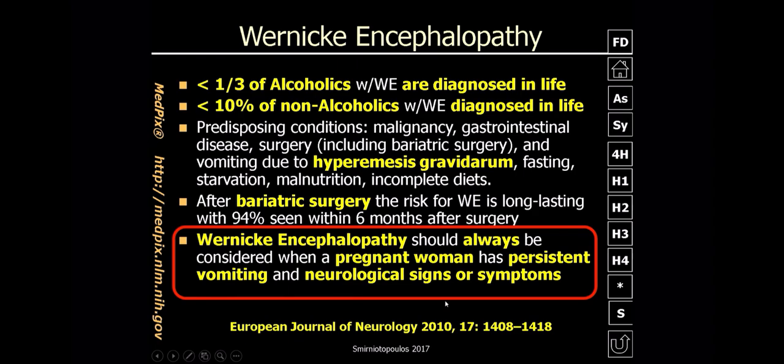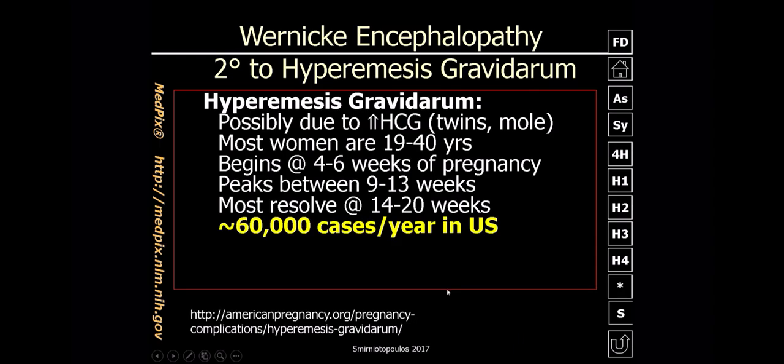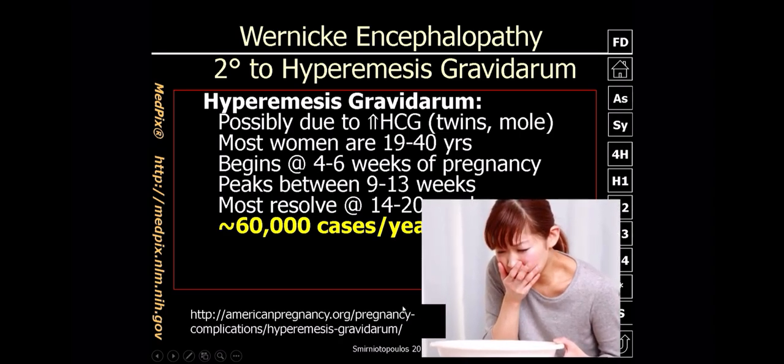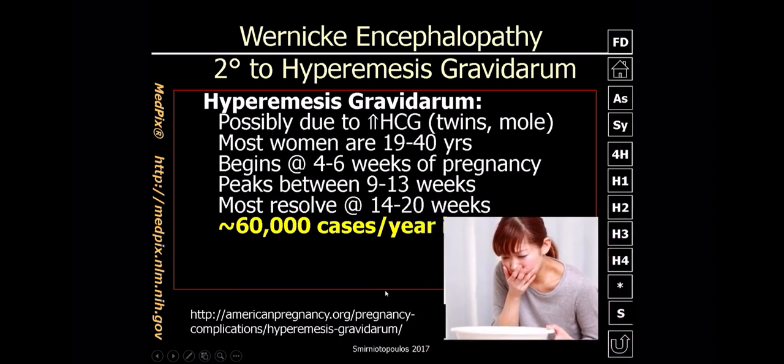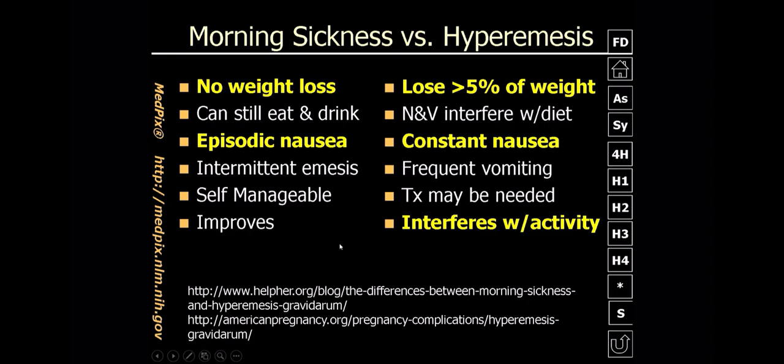Why am I emphasizing that? Because pregnancy is a very common condition. And so if you realize that pregnancy is a common condition and that there's 60,000 cases of hyperemesis gravidarum in the United States every year, you're very likely to see a symptomatic patient, a patient with neurologic symptoms in the ER who's pregnant, who might actually have a disease that no one is going to think about. So always think about the possibility that the patient might have thiamine deficiency and might have Wernicke's encephalopathy.